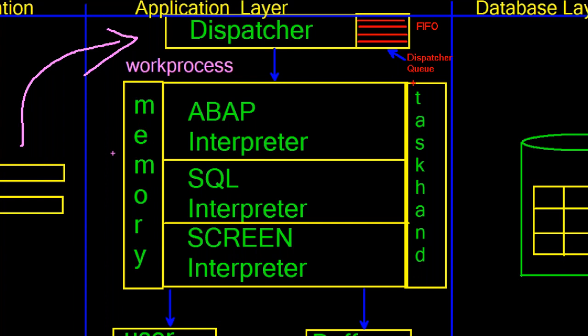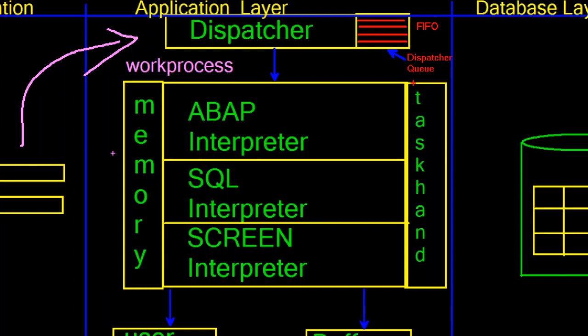So what is a work process? We'll discuss in our coming sessions. This plays a major role in the entire SAP application. Without a work process, we can't log into SAP. And the dispatcher looks for an available work process to process the user request. The dispatcher receives each and every request and inserts it into the dispatcher queue in the form of first in first out. Next, the dispatcher looks for a work process.